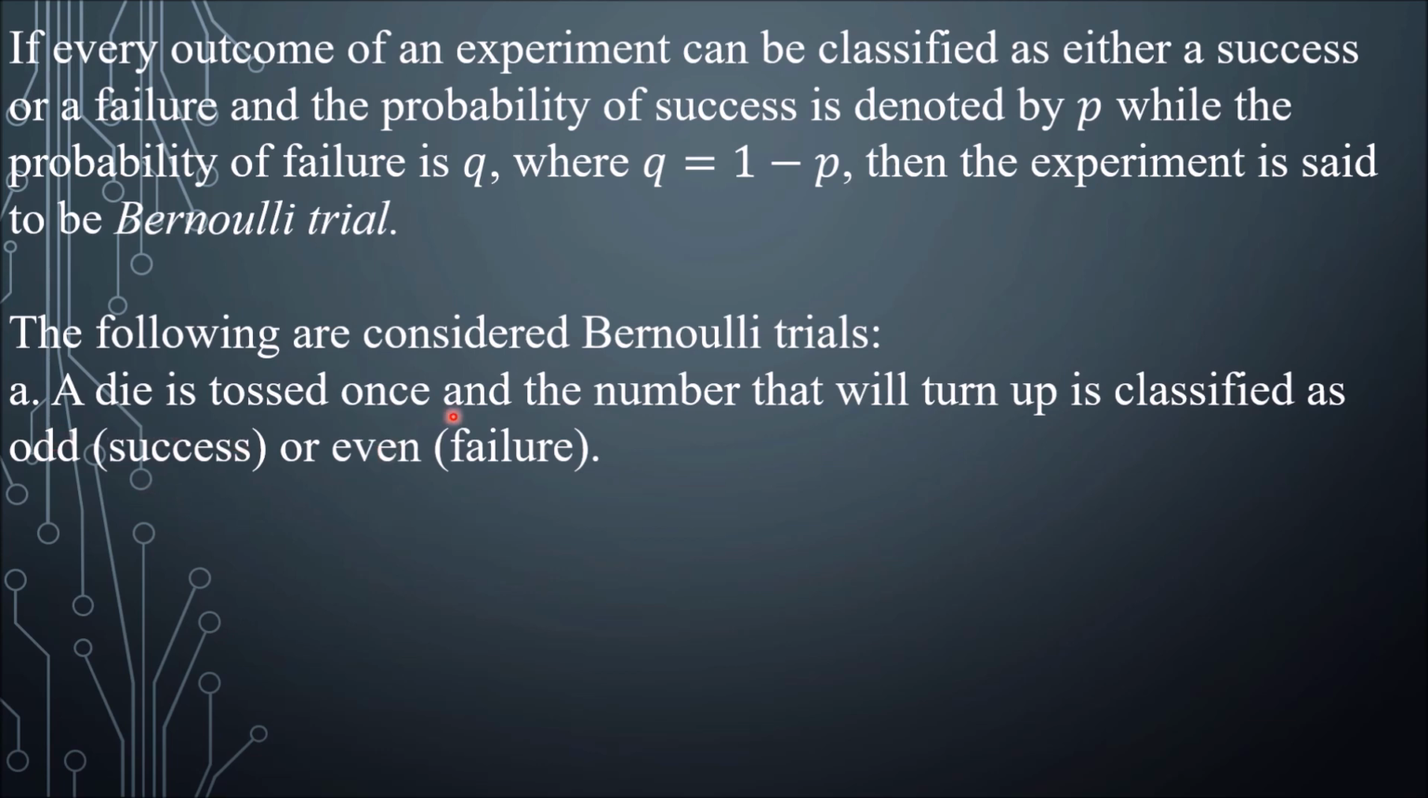A die is tossed once, and the number that will turn up is classified as odd, it's a success, or even, it's a failure. So if it's odd, it's a success. If it is even, it's a failure.